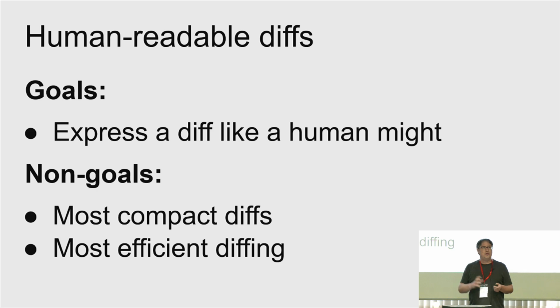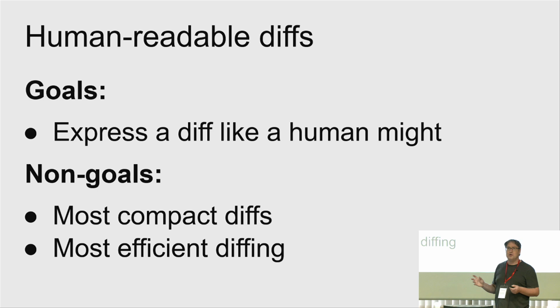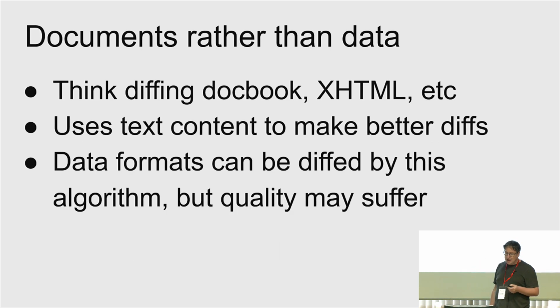And there are also a few non-goals. We're not aiming for the technically most compact diffs, even though there might be overlap with human readability there, and it's not about the most efficient diffing approach either. It's really specifically about documents rather than data. So think about diffing DocBook, for instance.